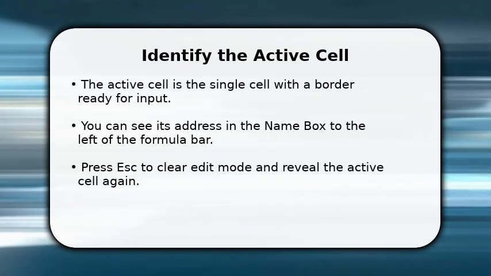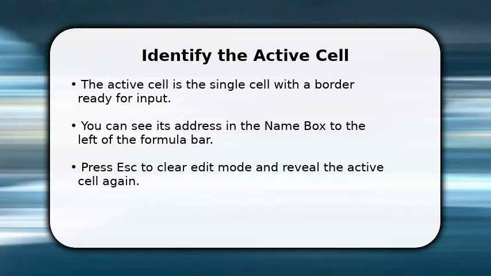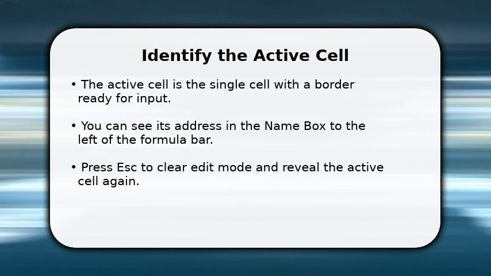Arrow keys move the active cell one cell at a time in the direction pressed. Clicking any cell makes it the active cell instantly. Use built-in UI features to find and focus any cell quickly.